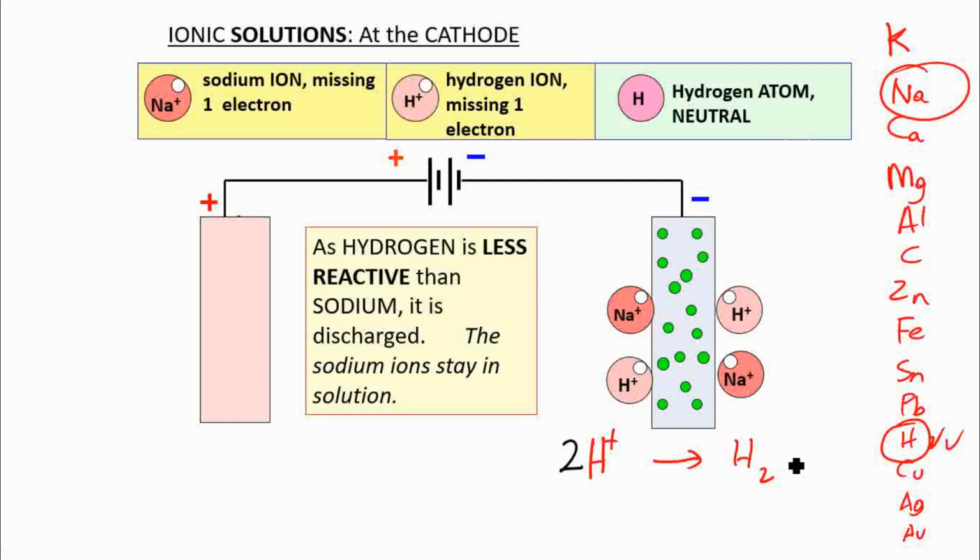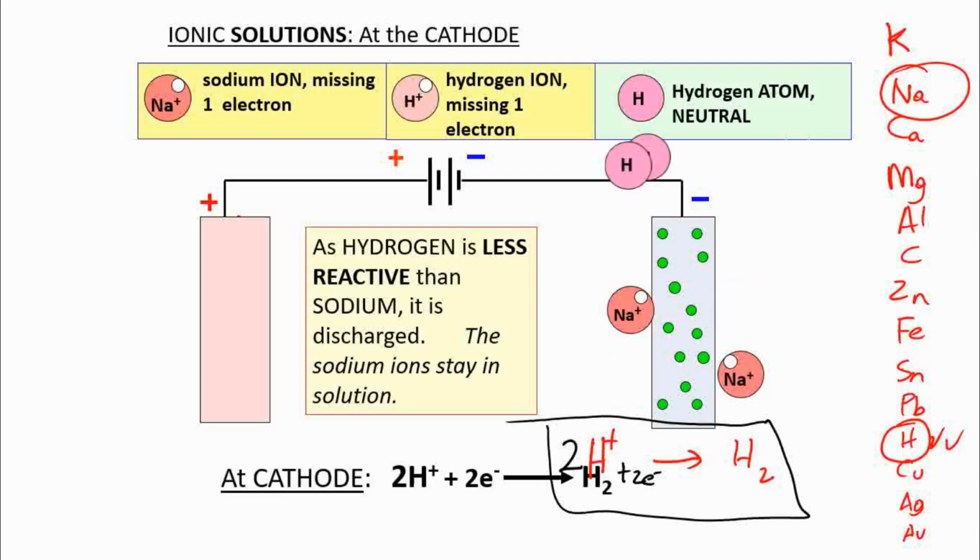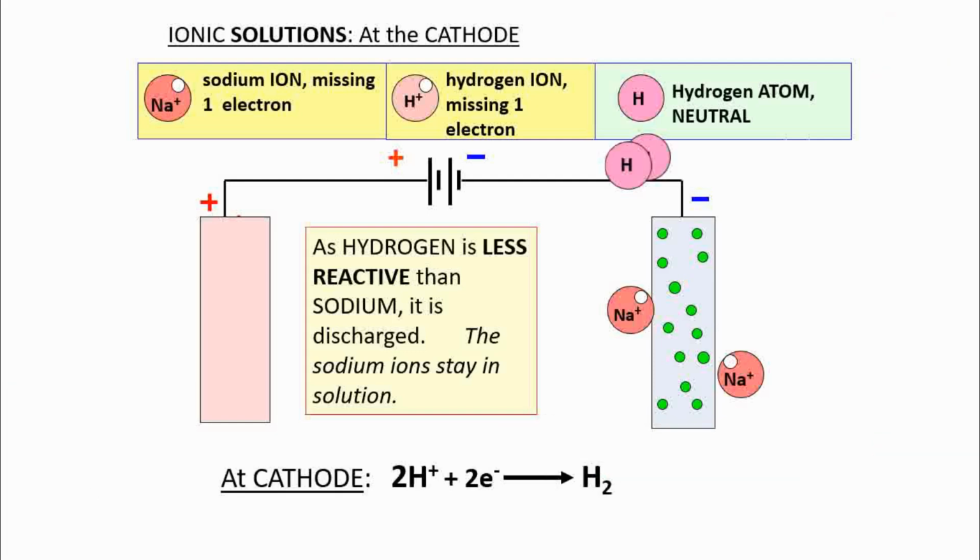And remember, what process happens at the cathode? It is reduction, which means that you're going to gain 2 electrons. Okay, so that's the half equation there. That's the one that we're going to write at the cathode. Okay, sodium will stay in the solution, but bubbles of hydrogen gas will be formed. And there is your equation for the cathode.